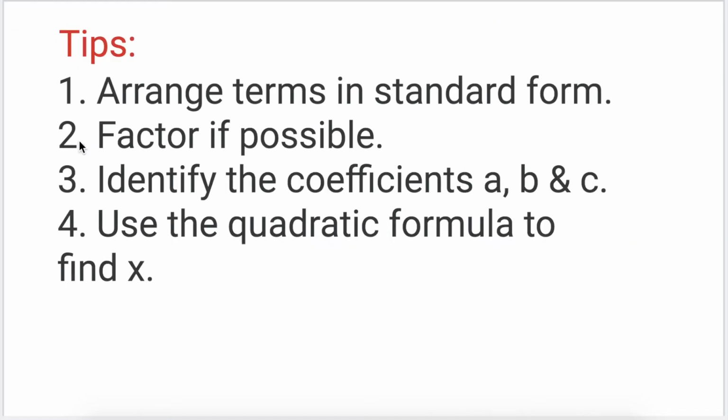The first thing that you need to do is to arrange the terms in standard form. Standard form means that the first term is the squared term, the second term is the linear term, and the third term is the constant. Number 2, factor if possible. Some quadratic equations can be factored by looking for the greatest common factor. Number 3, identify the coefficients a, b, and c. And then finally, use the quadratic formula to find x using the 3 coefficients that you found, a, b, and c. Now let's work on some examples.